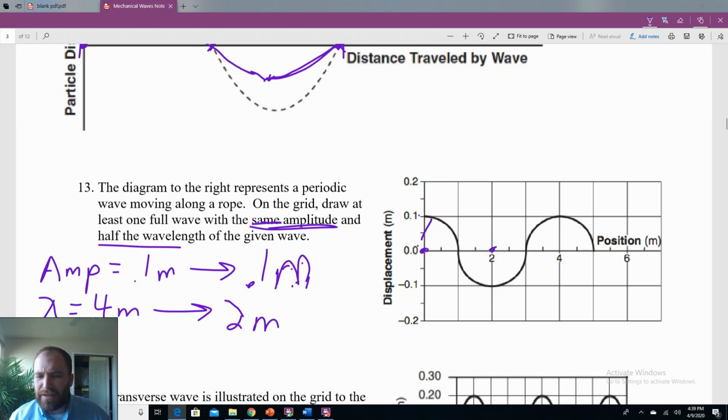We're going to try and make it symmetrically here. So let's try crossing the axis here, meaning let's go up, down, back to where we started. And this would also be a perfectly fine response because it checks all of these boxes. It's got an amplitude of 0.1, meaning it goes up to 0.1 and down to negative 0.1, and has a wavelength of 2 because it finishes the whole thing in 2 meters. So this looks good.